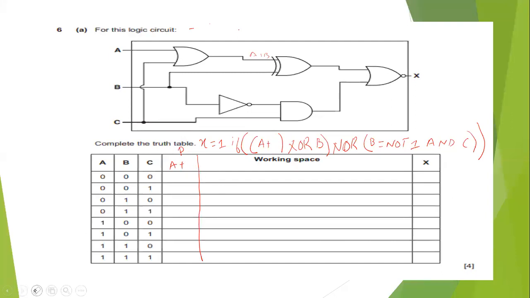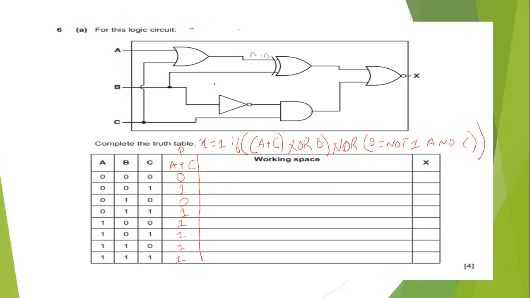Basically, it's A plus C. Okay, A plus C, plus means it shows an OR gate. So you can add two numbers of any kind. 0 plus 0 would be 0. 0 plus 1, it will be 1. 1 plus 0, 1. 1 plus 1, you can write 1. Okay, now A plus C is finished.